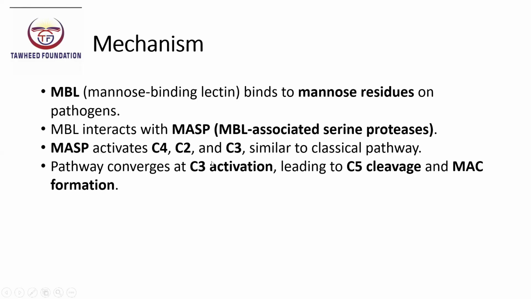MASPs cleave C4 and C2 to form C4b2a, which acts as the C3 convertase, leading to C3 cleavage. This produces C3b, which then participates in C5 convertase formation and ultimately in MAC assembly, that is C5b to C9. Hence, the MBL pathway follows a mechanism similar to the classical pathway but differs in its activation trigger, carbohydrate recognition rather than antigen-antibody interaction.